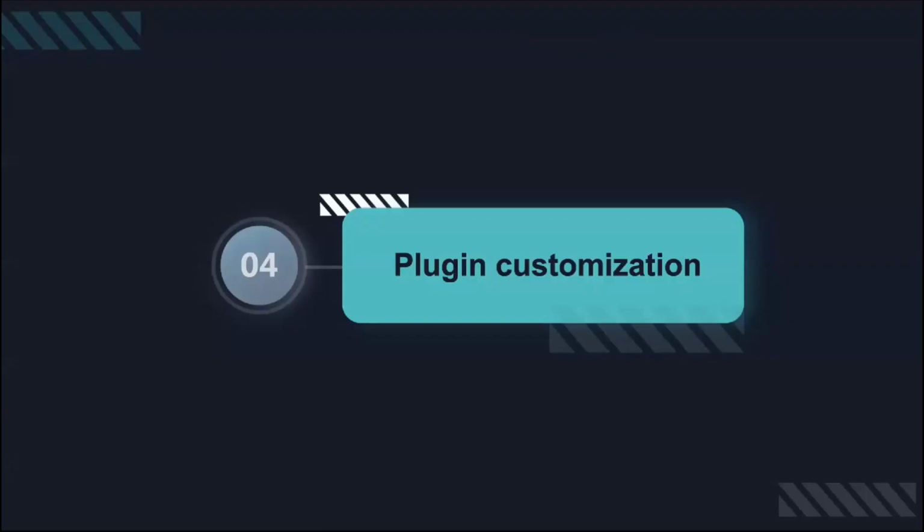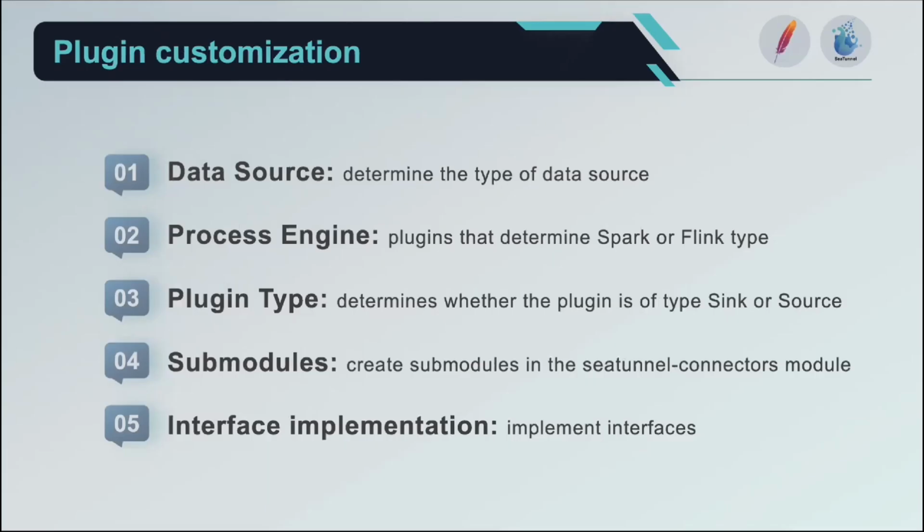So how can we customize the plugin for special business scenarios? At the beginning, we should be clear about the type of the data source, process engine, and plugin type. And then we create a submodule for your custom plugin. Next, we implement APIs such as Flink Batch Sink or Flink Stream Sink. Of course, the API may be renamed in the new version of SeaTunnel in the future.